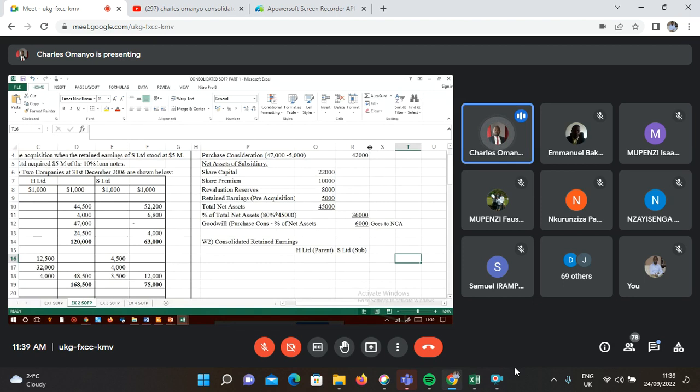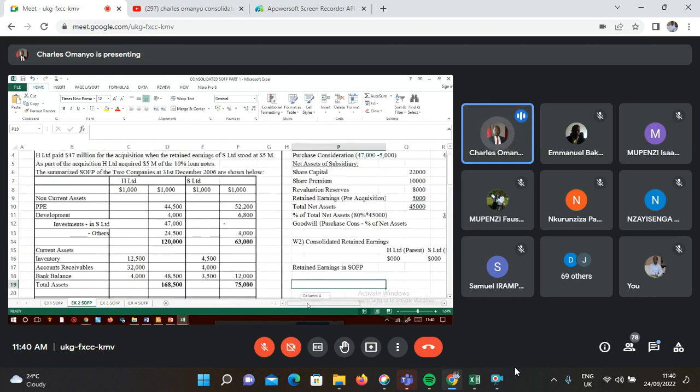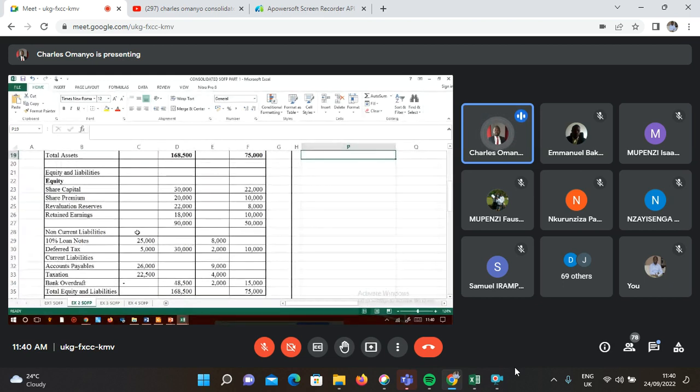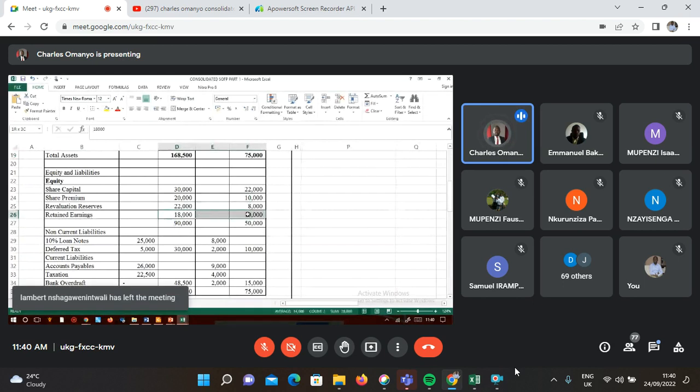So you show what goes to the parent and the subsidiary. And remember, we are working in thousands. And then we said, what do we start with? Retained earnings in the statement of financial position, or as the textbooks call it, as per the question. So what is the retained earnings in the statement of financial position? You can see it here. 18,000 of the parent, and of the subsidiary is 10.